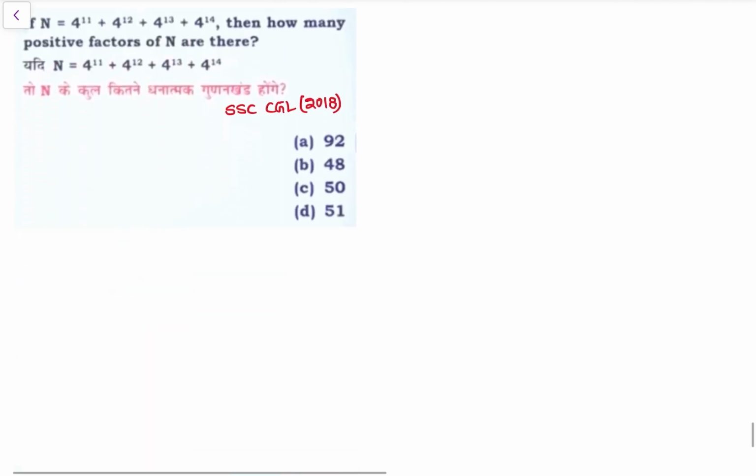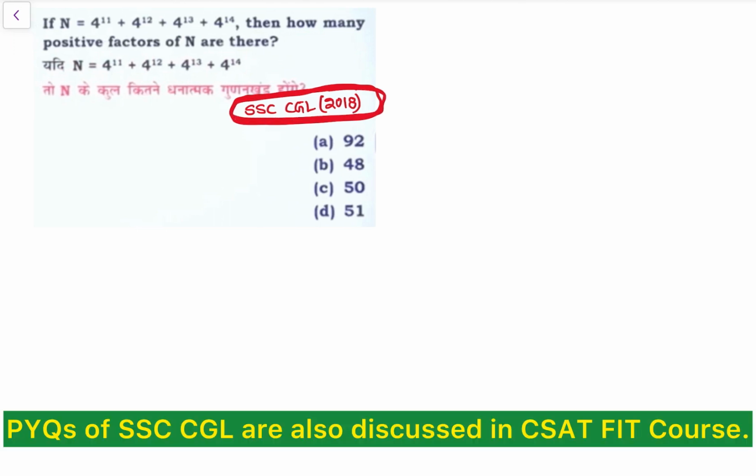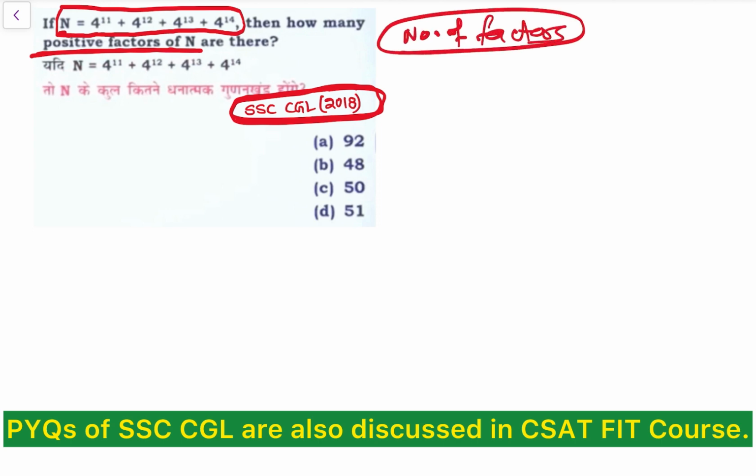Okay, so now let's move to another question. See, this is a question asked in SSC CGL 2018. If the number n is equal to 4 to the power 11, 4 to the power 12, 4 to the power 13, 4 to the power 14, how many positive factors of n are there? That is basically the number of factors.